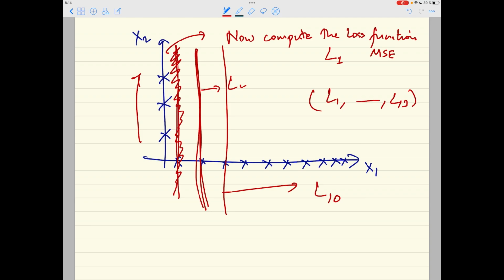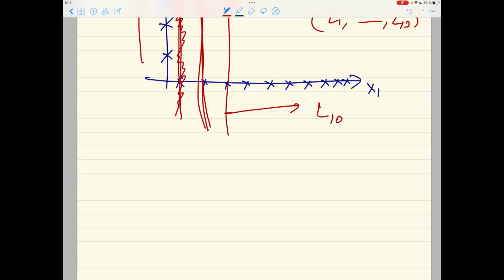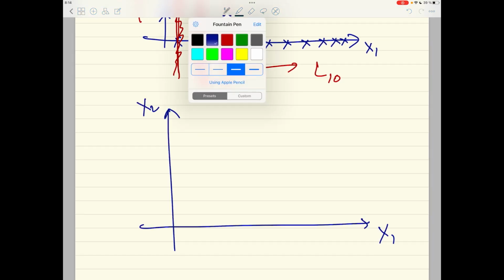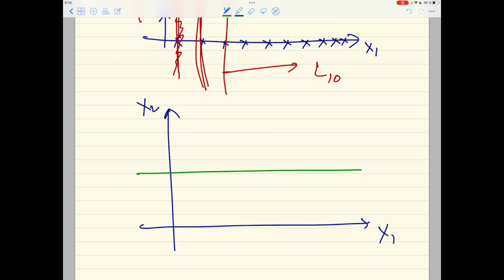And then once you have the split at the first step, you do the same for all the different regions. What I mean is as follows. So let's take our domain again, and let's say our split was here. Okay, so we realize this is the split that gives us the minimum loss.